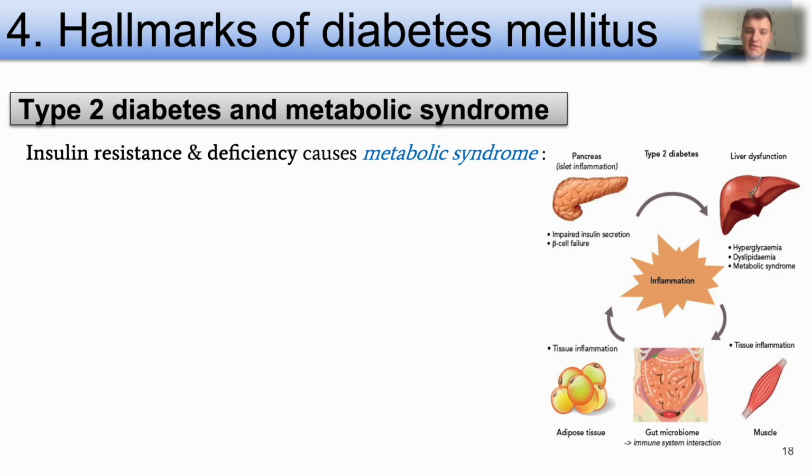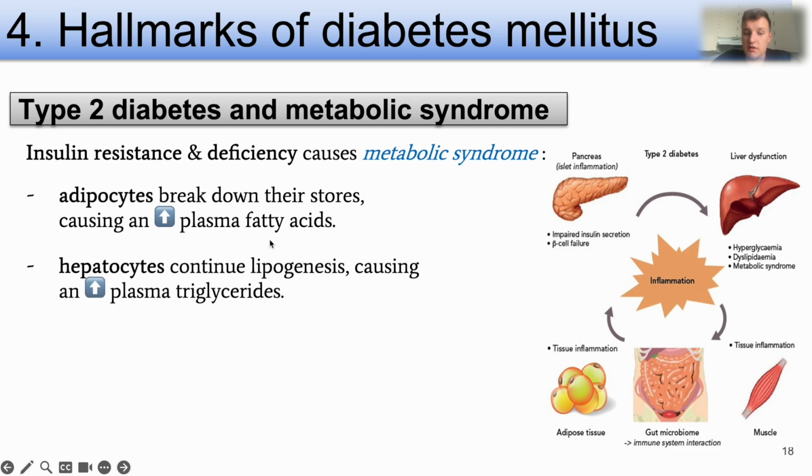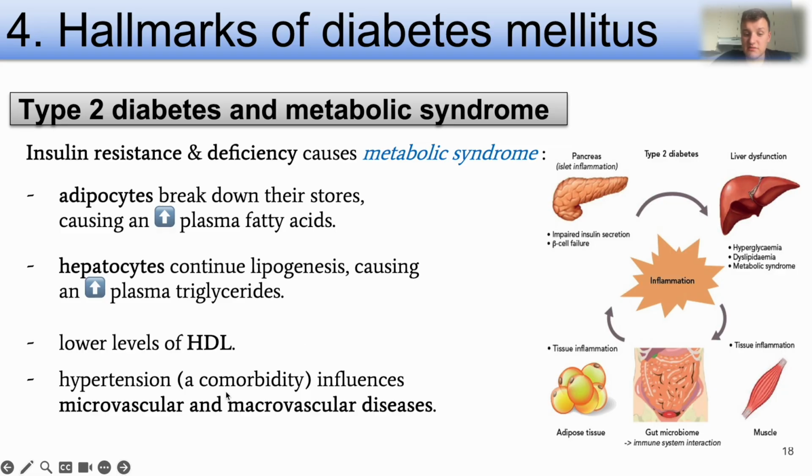So let's talk about this metabolic syndrome, right? Insulin resistance and deficiency cause, in addition, a metabolic syndrome because adipocytes, right, these fat cells, break down their stores and you start getting this increase in fatty acids, right? Hepatocytes continue lipogenesis, right? They continue making these fats and causing an increase in plasma triglycerides. You have lower levels of HDL, and hypertension is a comorbidity that starts influencing these microvascular and macrovascular diseases.